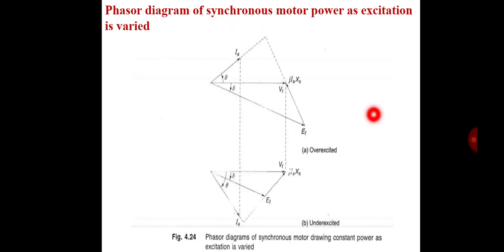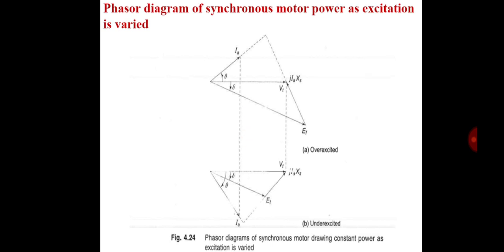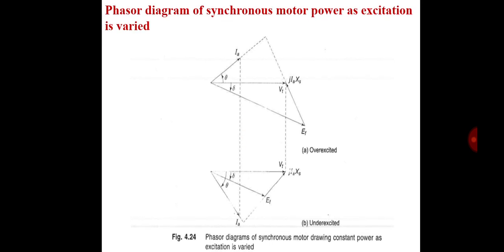Next is the phasor diagram of the synchronous motor as excitation is varied. Here is the overexcited case and next is the under excited case. In the phasor diagram, first in overexcited, Vt is the reference, and Ia leads. So here is Ia into Xs.